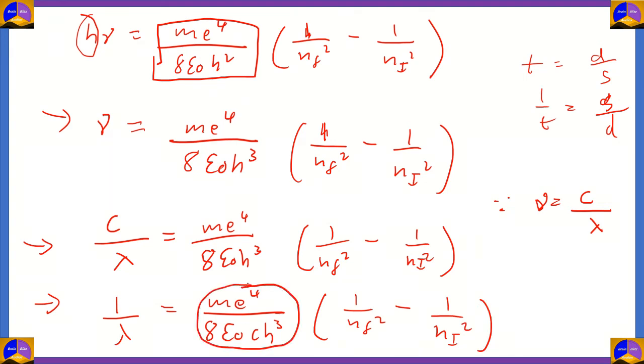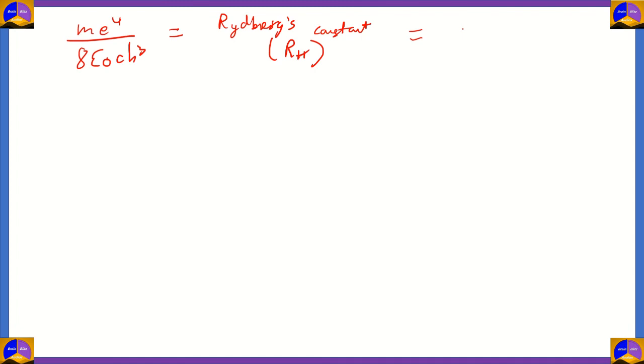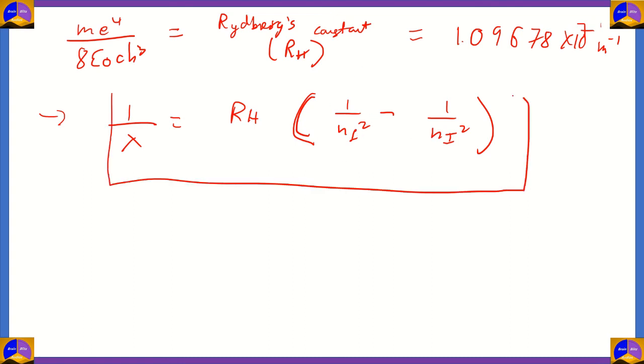So this constant that we have now got, when 1 by lambda is on the left hand side, is known as the Rydberg constant. So m e raised to 4 divided by 8 epsilon naught c h cube is equal to Rydberg's constant, which we represent as RH, and that is equal to 1.09678 into 10 raised to 7 meter inverse. So when we put this value in our equation, then 1 by lambda is equal to RH times 1 by nf square minus 1 by ni square. So this is the final equation with respect to spectral series.